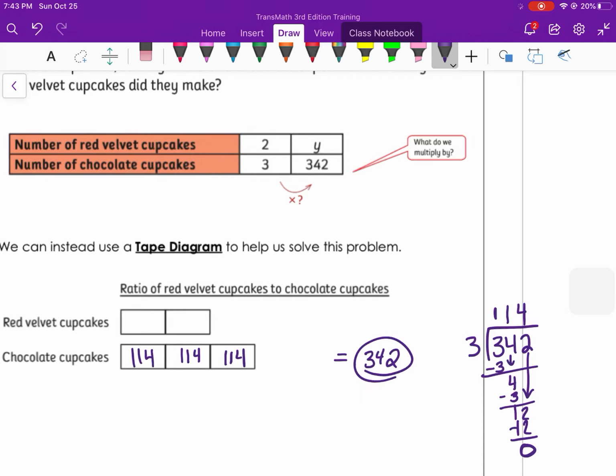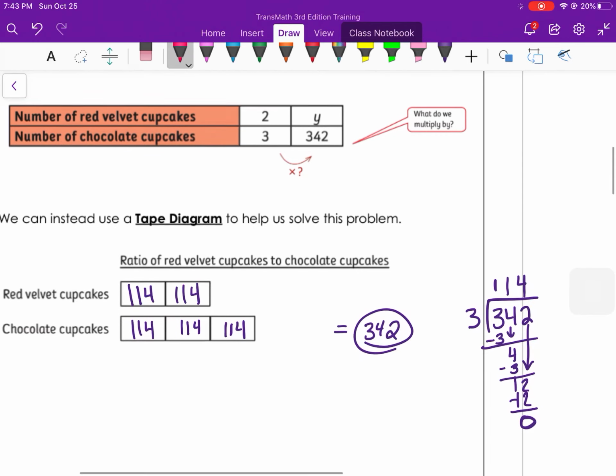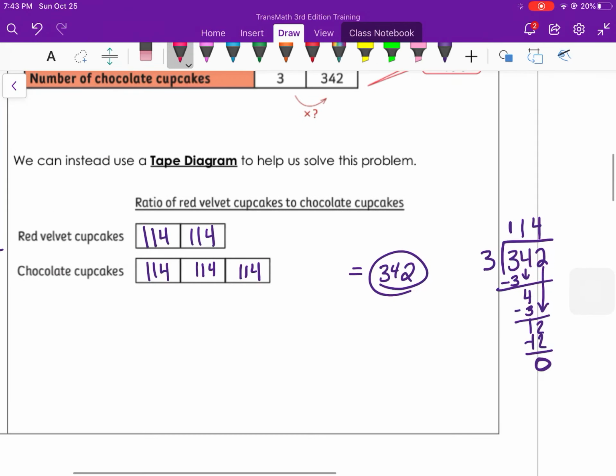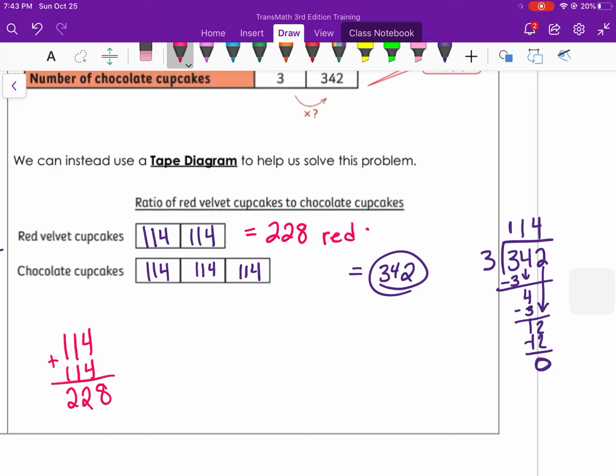So dividing that 342 into 3 equal spaces, that means that each of these is 114. Then if you wanted to know how many red velvet cupcakes, I have 114 plus 114 because I have 2 boxes. So 4 plus 4 is 8, 1 plus 1 is 2, 1 plus 1 is 2. 228 red velvet cupcakes.